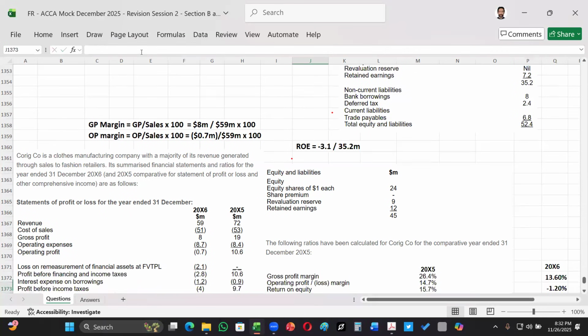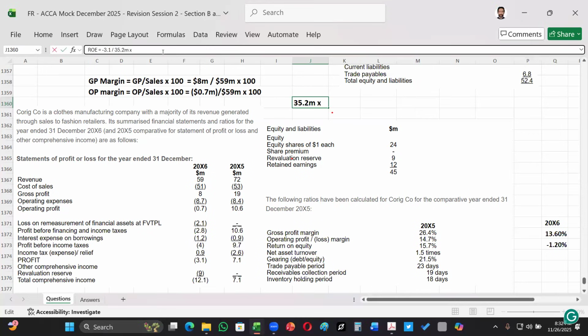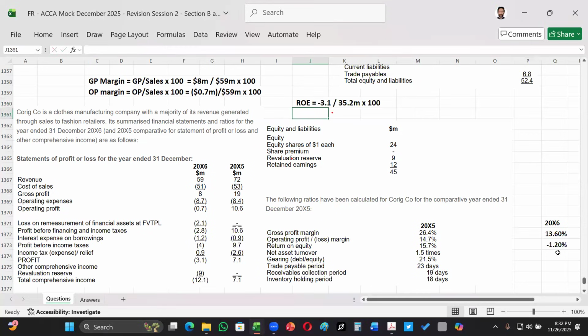We could find it. There is also percentage. So let's multiply it by 100 to get the exact answer. Yes, you can check the figures. 3.1 divided by 35.2 multiplied by 100. So that is a negative of 8.81%. Last year we had a positive return on equity of 15.7.